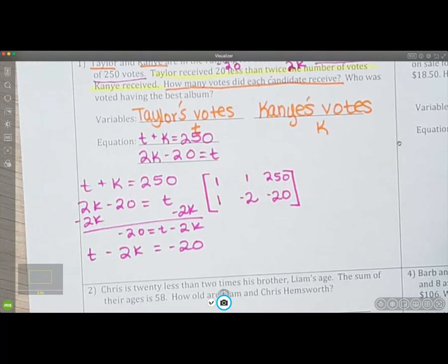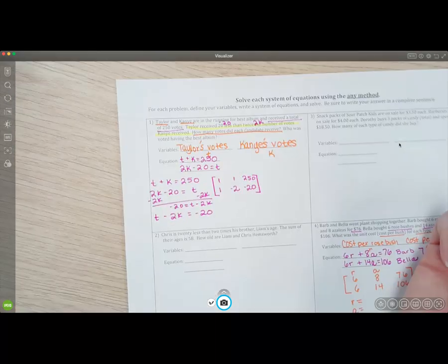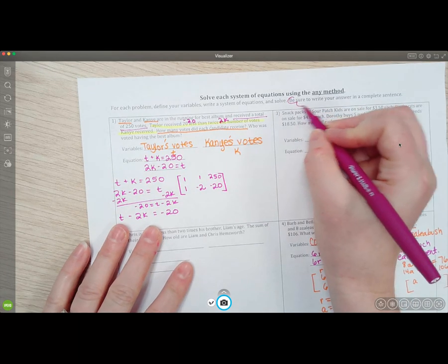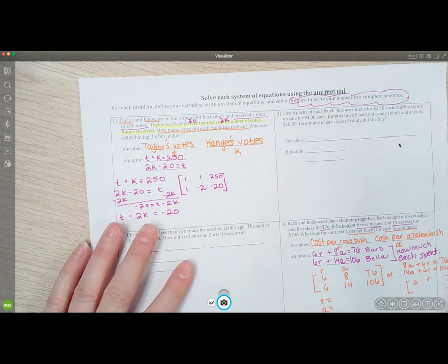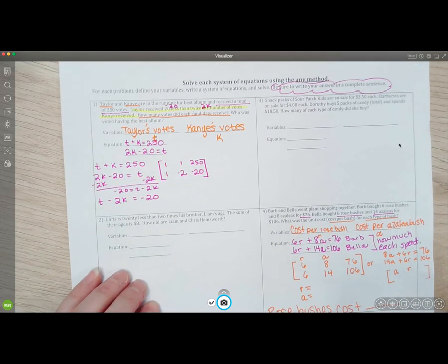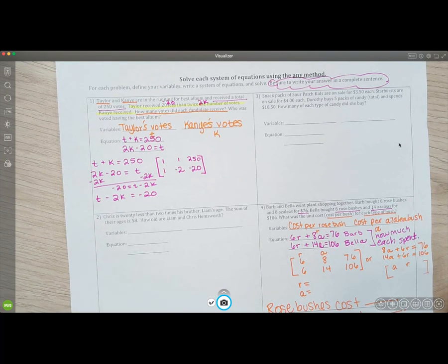Then make sure to write your answer in words. Because it says right here, be sure to write your answer in a complete sentence. So do that on your own.